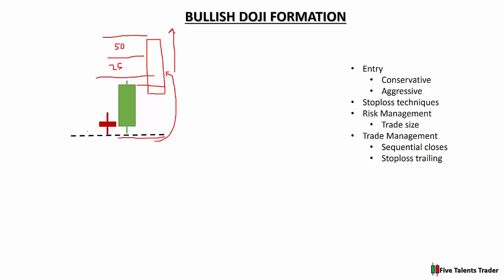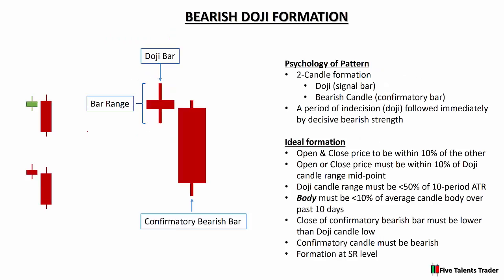Now let's go look at some examples. But before we do that, let's look at the bearish formation. So with the bearish, again, similar to the bullish, you get a doji, and it can be red or green doji with a confirmatory bearish bar. So the second confirmatory bar must be bearish. Rules are the same. The close of the confirmatory bar must be lower than the low of the doji bar, and it has to be a clear bearish bar.